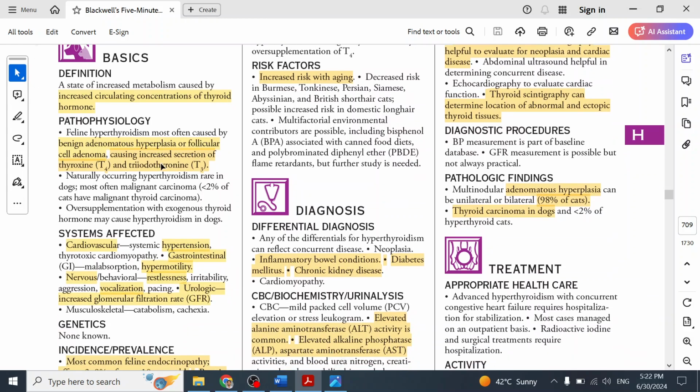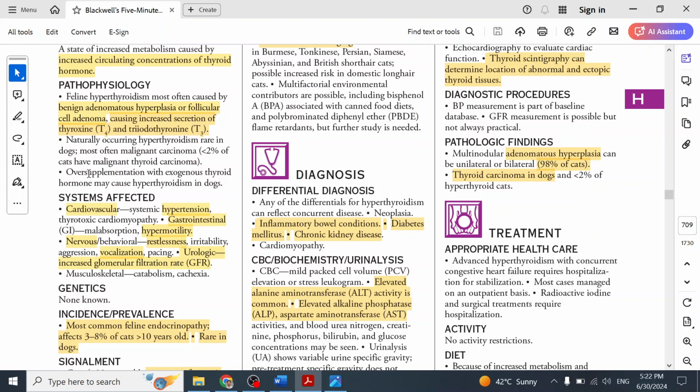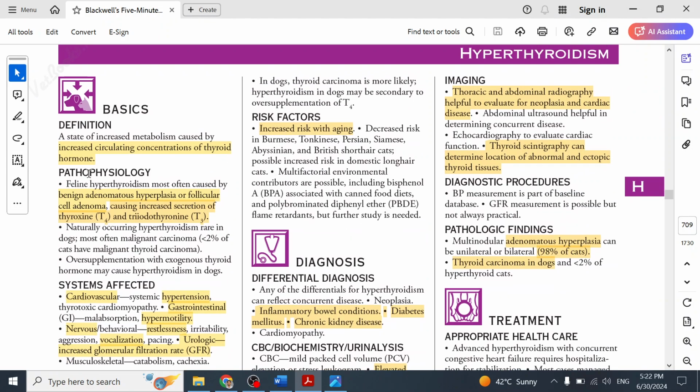If we discuss the pathophysiology, if there is a benign adenoma or adenomatous hyperplasia or follicular cell adenoma on the thyroid gland, causing increased secretion of thyroxine T4 and triiodothyronine T3, this is known as hyperthyroidism whenever there is an increase in the T4 and T3.